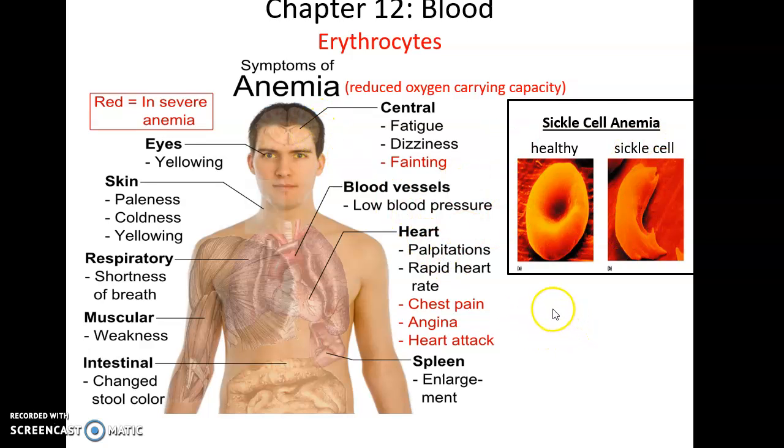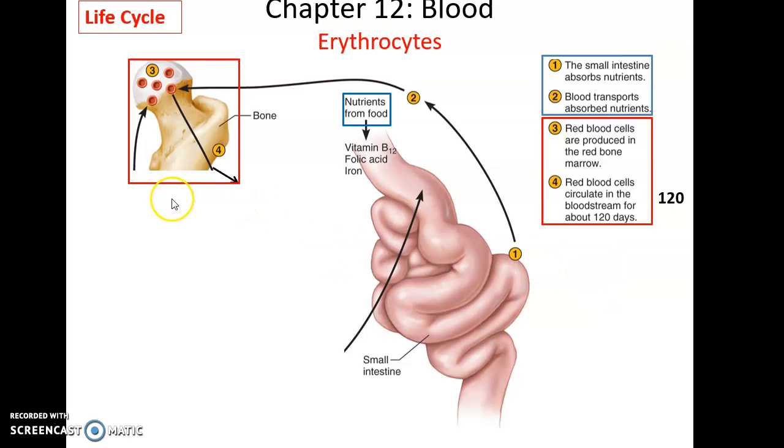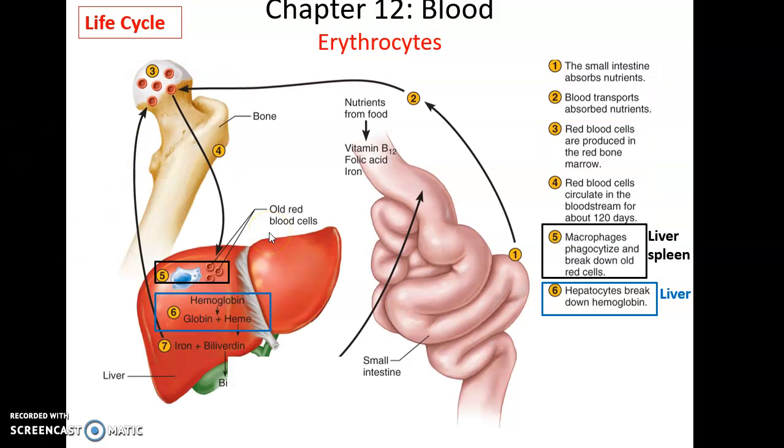So, life cycle of an erythrocyte. Well, it starts off, of course, with nutrients being absorbed in the bloodstream going to the red bone marrow. Then within the red bone marrow, nutrients are utilized to make the red blood cells. The red blood cells leave the red bone marrow, go into the bloodstream, and circulate for about 120 days. Then, when it gets to the end of the lifespan for the red blood cells, they need to be recycled.